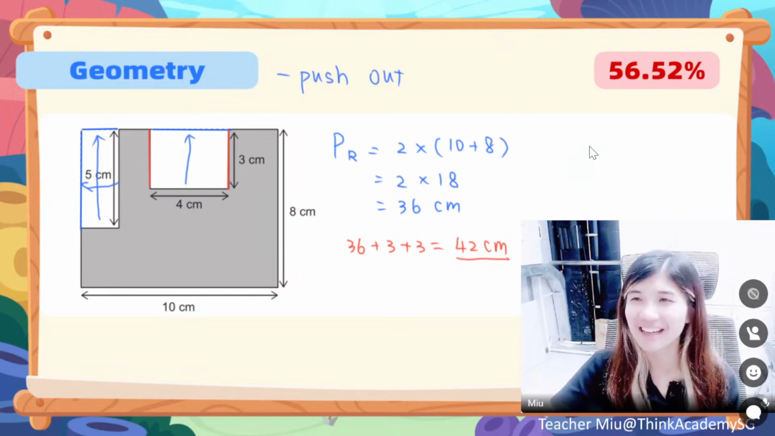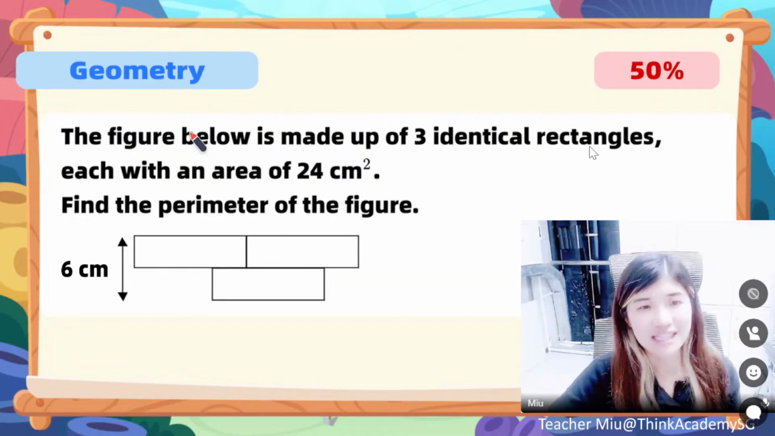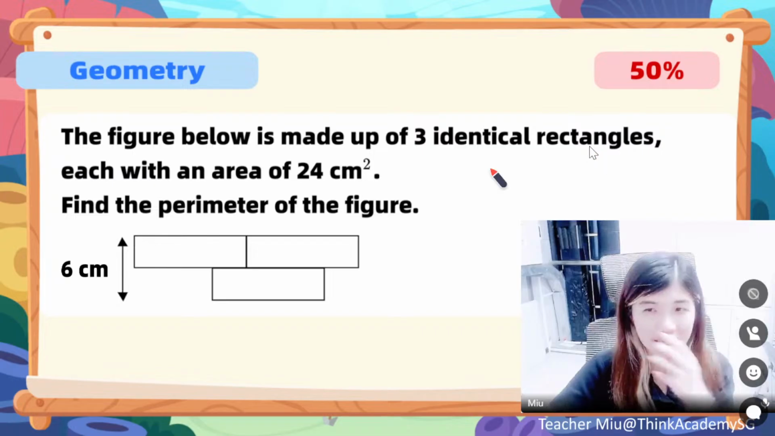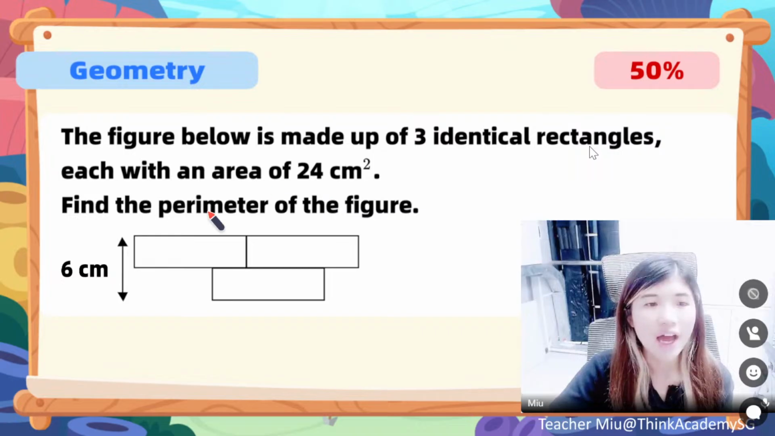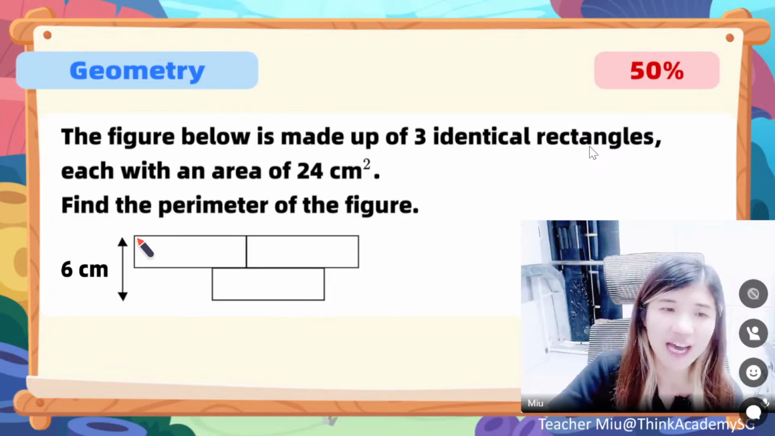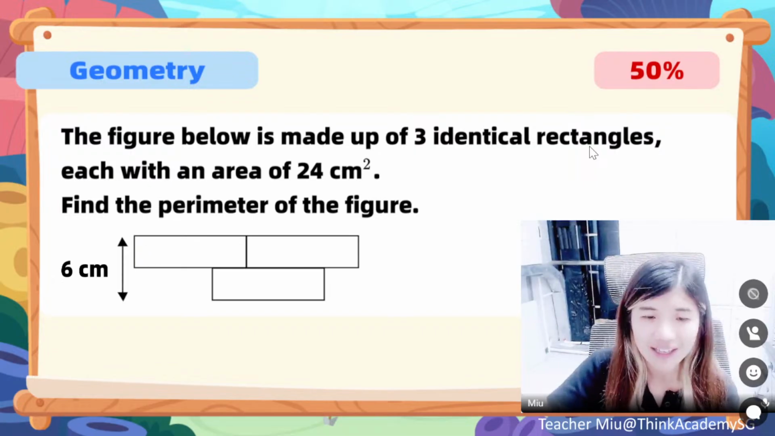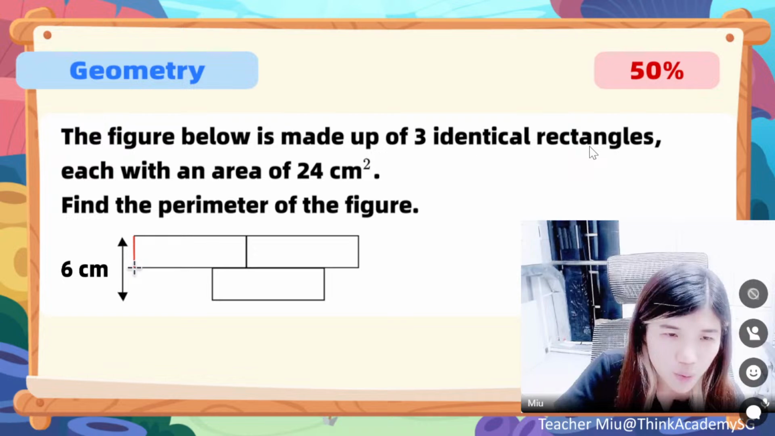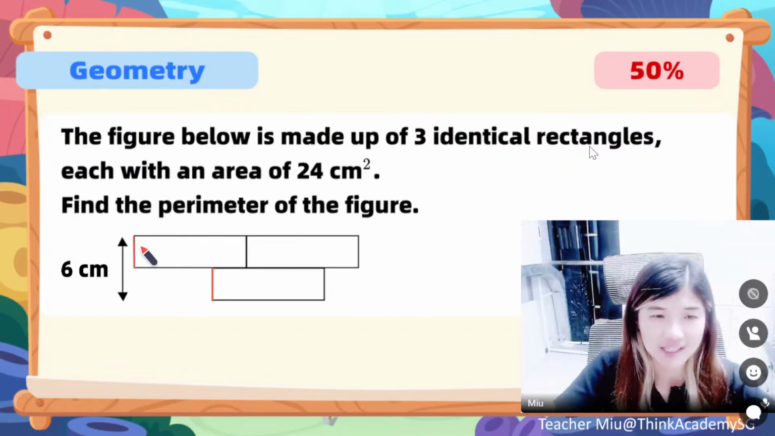All right? And also, we have one more. This one is quite tricky. It says the figure below is made up of 3 identical rectangles like this, each with an area of 24 centimeters square. Find the perimeter of the figure. For this one, we can just find the line first, right? Since you can see this line and this one add up to 6, which means the width of one small rectangle is 3.